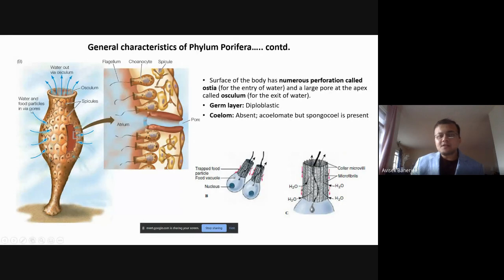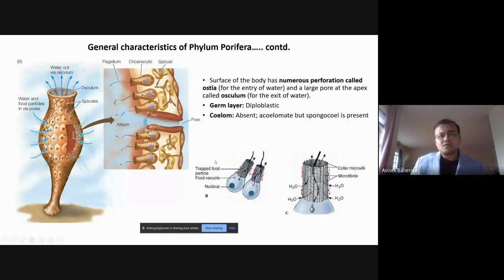But what is the function of this? So as water enters through these ostia, the food particles also enter through these pores, and the space of the spongocoel is lined with choanocytes. Okay, these are flagellated cells. Now the beating of the flagella creates a water current. So the water enters through the pore, and the water current created actually propels the water out from the osculum. In between that, these flagella also trap the food particles. Once the food particles are trapped, they are carried inside the cells for digestion.